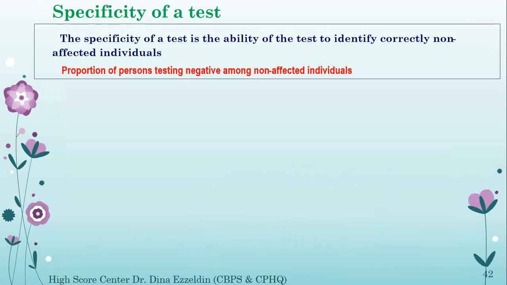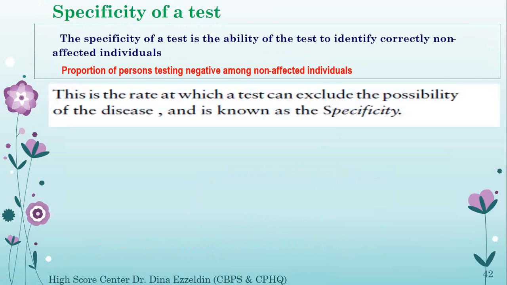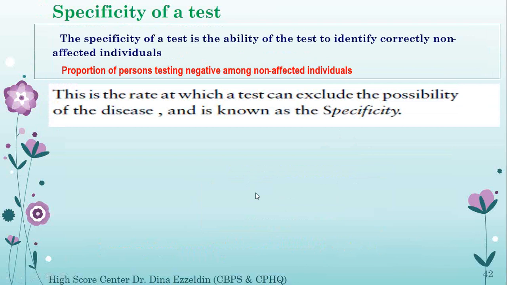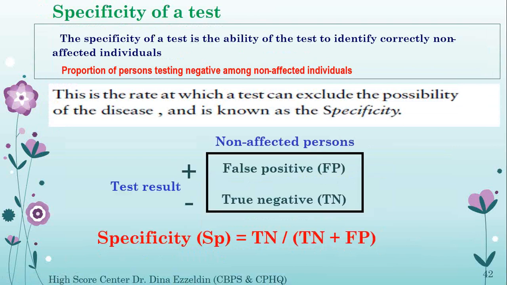The specificity of a test is the opposite of the sensitivity of a test. Specificity is the ability of the test to identify correctly non-affected individuals. So it searches about the negative people. Proportion of persons testing negative among non-affected individuals. I want my test to detect that this person is negative when he is truly negative, and I will measure how many times it will give me the correct result. This is the rate at which a test can exclude the possibility of the disease and is known as the specificity.